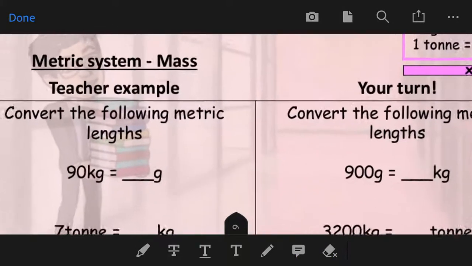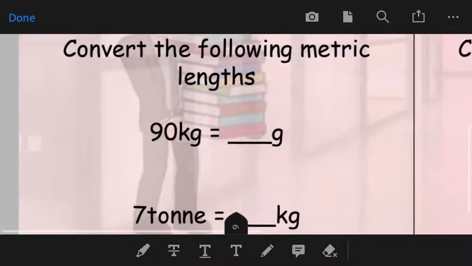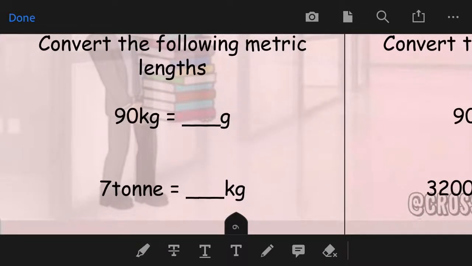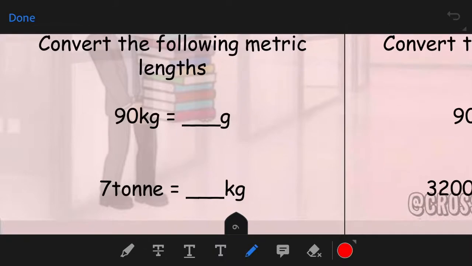Okay, so, right, let's have a go at some examples. Convert the following metric lengths, 90 kilograms to grams. Remember, if you've got your grid copied down in your book, go back if you haven't done it already. You go from 90 kilograms to grams, I have to times by 1,000. So 90 kilograms in grams is going to be 90 times 1,000, 90,000 grams. If I go from tons to kilograms, I'm timesing by 1,000 again. So tons to kilograms, 7 times 1,000 gives me 7,000 kilograms. Should have given myself bigger lines. Okay, pause the video, get those copied down.